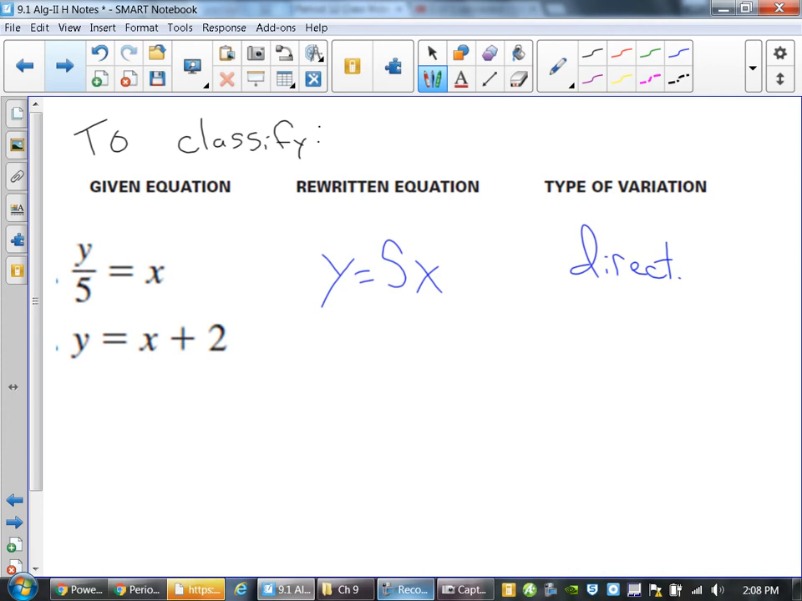y equals x plus 2. Y is by itself. Direct or inverse, or neither? It's neither, because of the plus sign.